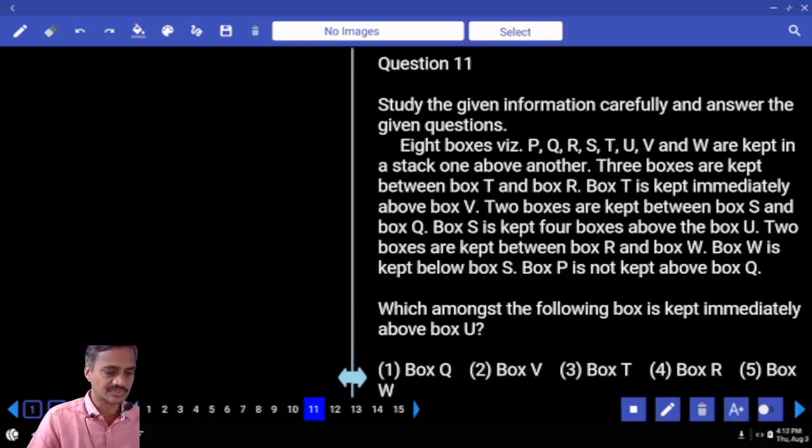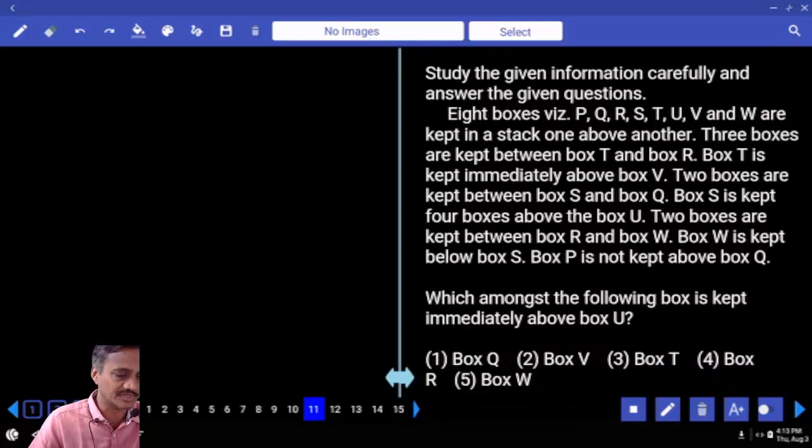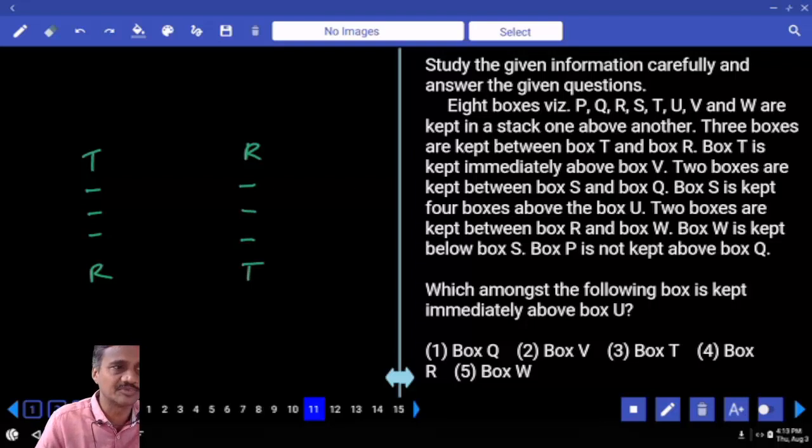Then 11 onwards. Now in question numbers 11 to 15, what is the information we have? 8 boxes are there, and they are kept in a stack one above the other, isn't it? And there must be exactly 3 boxes between T and R. Now in between T and R, how many boxes are there? There are 3 boxes between T and R.